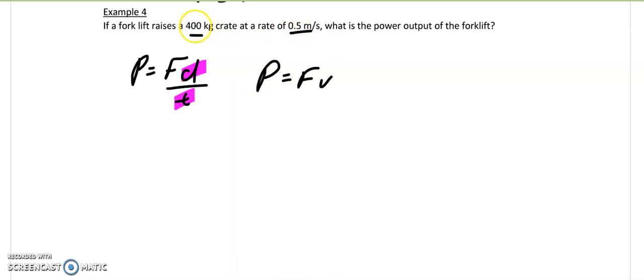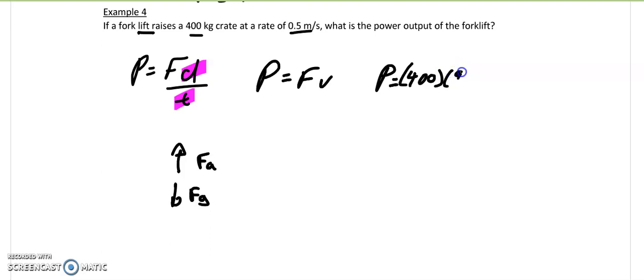So we've got a velocity, we've got a mass, and we know that it's lifting this crate, which means it's going against gravity. And it's happening at a constant rate, which means we know that force applied is going to be equal and opposite to gravity. So we can take that 400 kilograms multiplied by 9.81 meters per second squared times 0.5 meters per second. And so what you wind up with is 1.96 times 10 to the 3 watts.